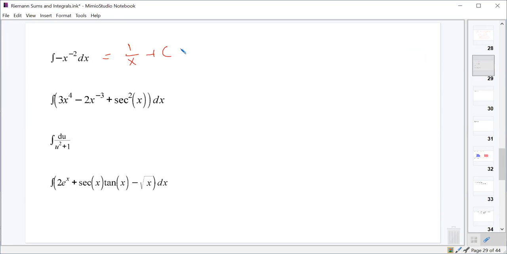Three-fifths x to the 5th plus 1 over x squared plus tan x plus c. Good. Everybody okay with that one? Right. 3/5 x to the 5th, and x to the negative 3 so you divide by negative 2, so it becomes plus 1 over x squared. Derivative of tangent is secant squared, so that one ought to be a tangent and then plus the c.